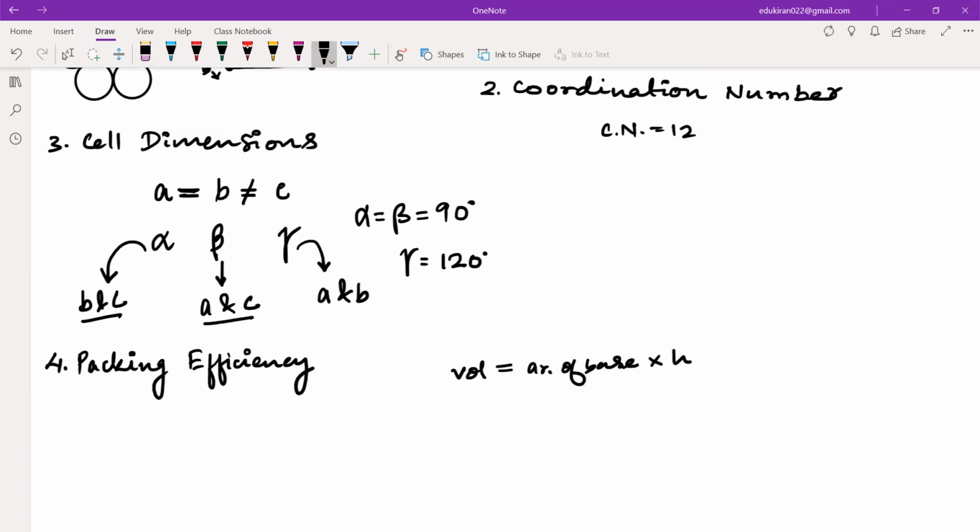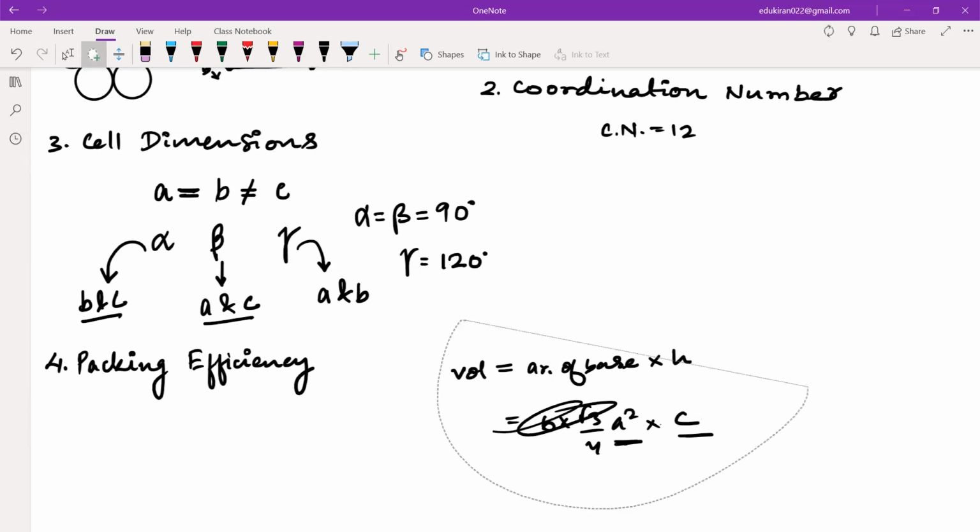And the area of the base of a hexagon is 6 into root 3 by 4 a square, where a is the edge length, into C, because C is the height that we have taken. So this is the volume. As you can see, we have the A term and the C term here, and in the numerator we'll have the R term. So we need a relationship between A, C, and R. That is why this is not in your syllabus.